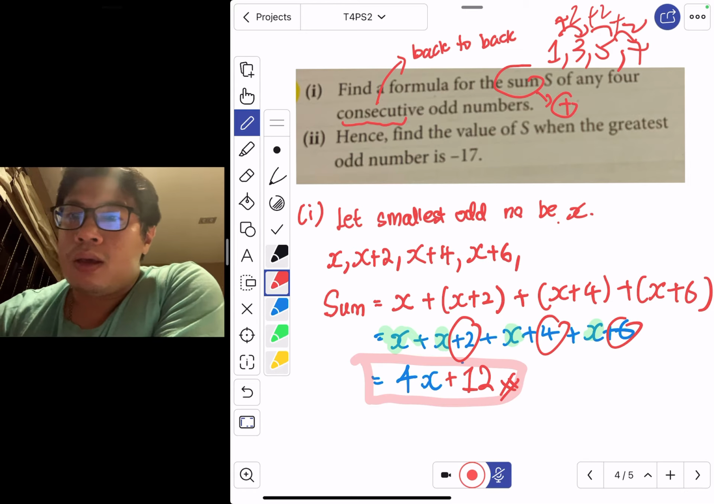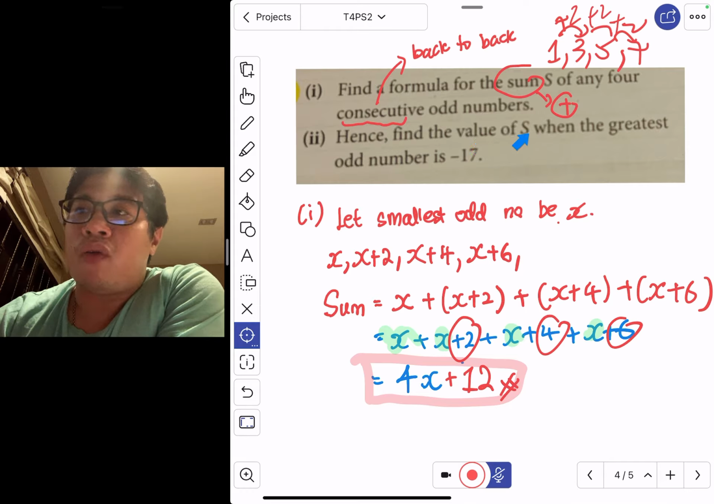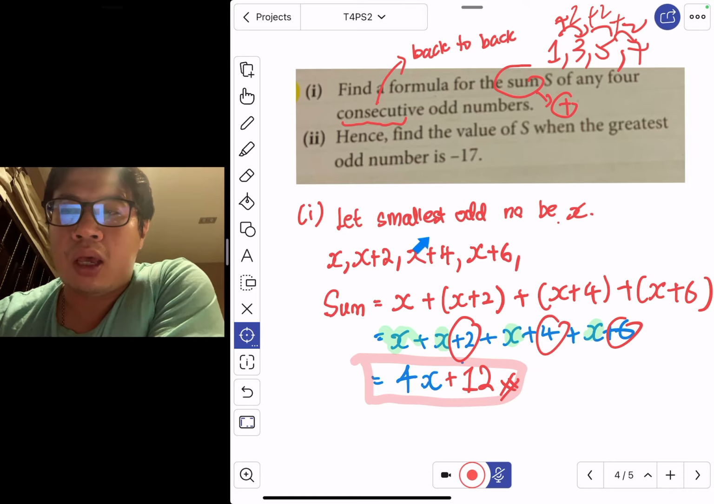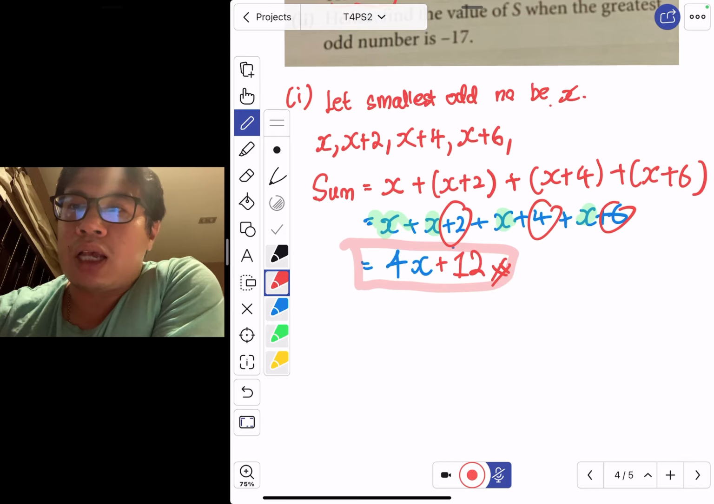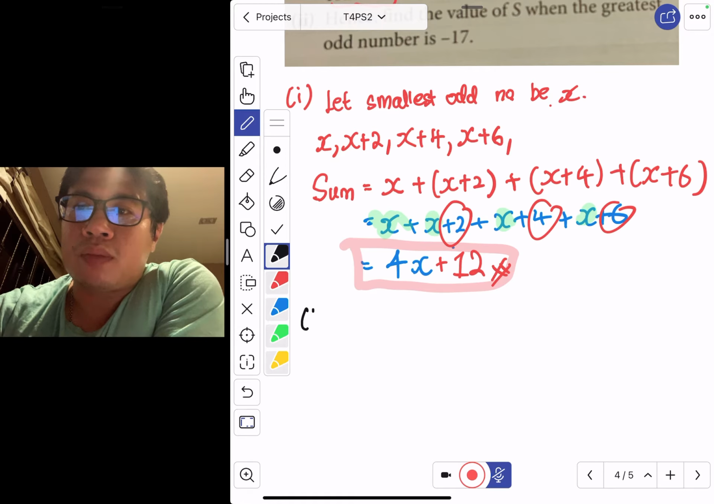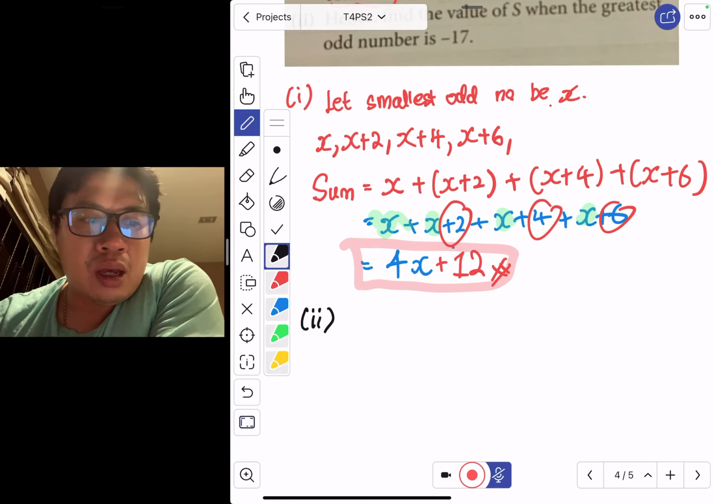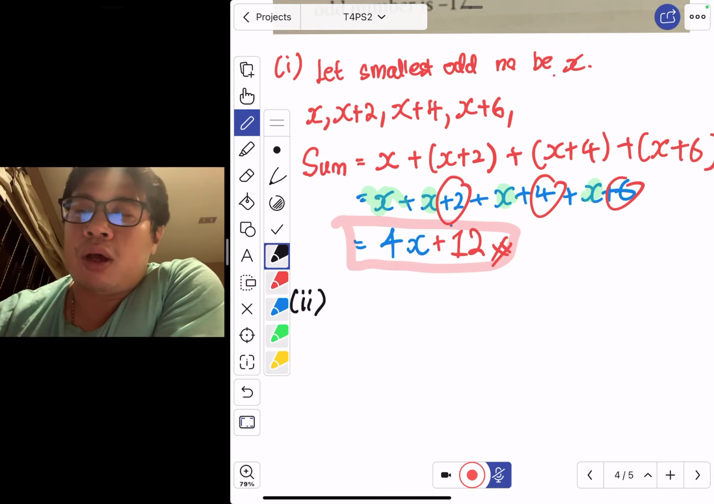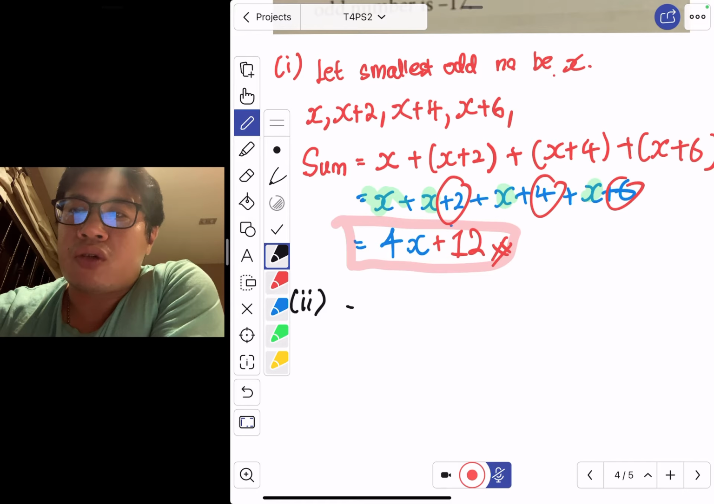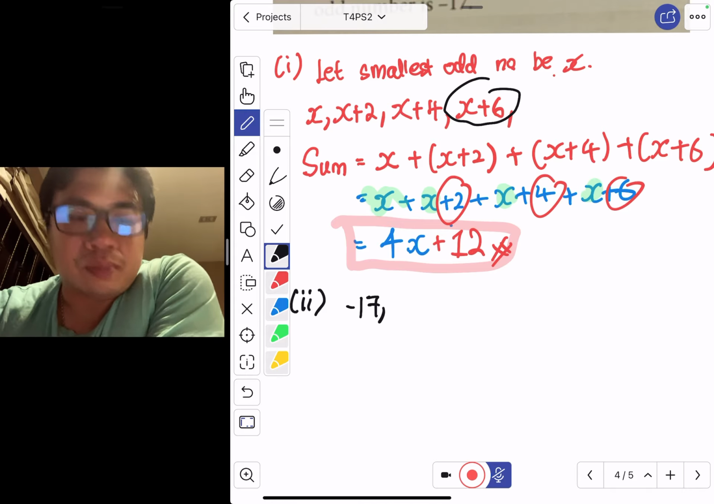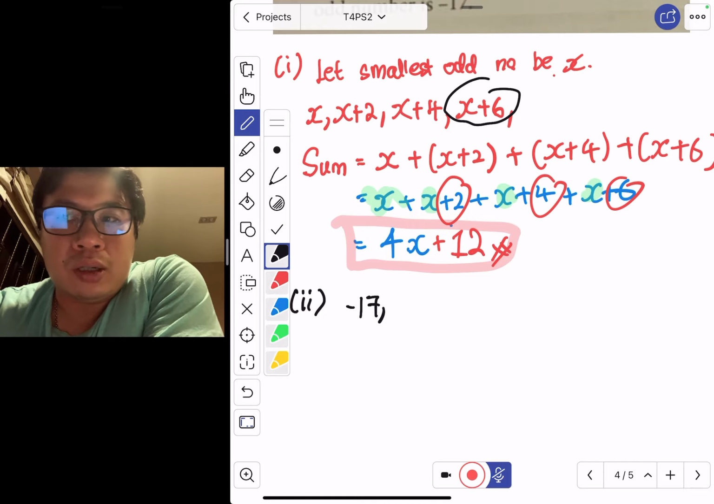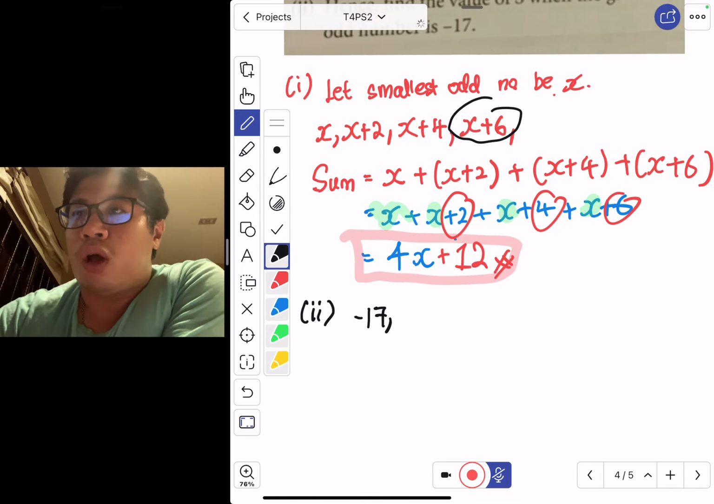Next, hence find the value of S when the greatest odd number is negative 17. Here they are asking you if the greatest number is negative 17. Very simple. If negative 17 is the greatest, it represents the number x plus 6. What does it tell you about the value of x?